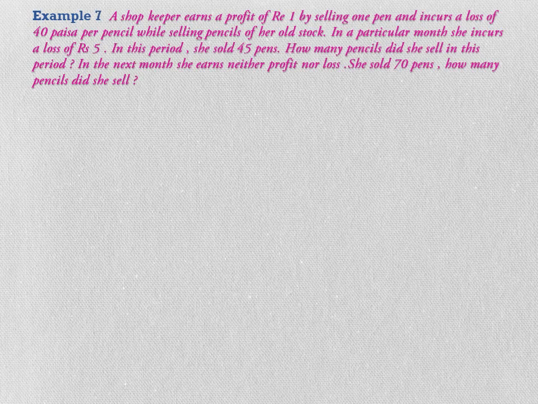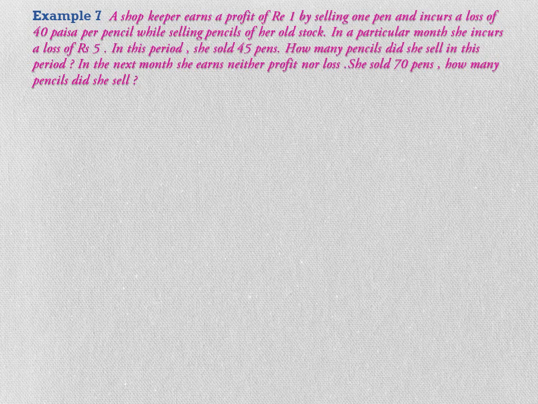Next, example 7. A shopkeeper earns a profit of rupee 1 by selling 1 pen and incurs a loss of 40 paise per pencil while selling pencils of her old stock. In a particular month, she incurs a loss of rupees 5. In this period, she sold 45 pens. How many pencils did she sell in this period? In the next month, she earns neither profit nor loss. She sold 70 pens. How many pencils did she sell?